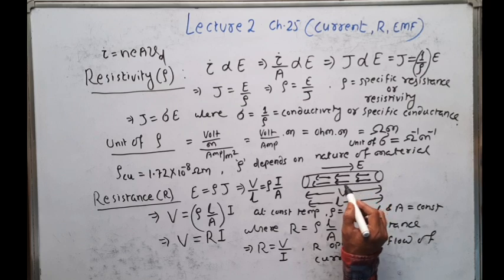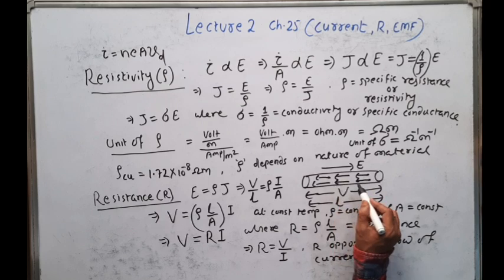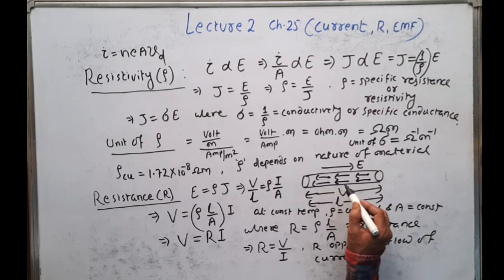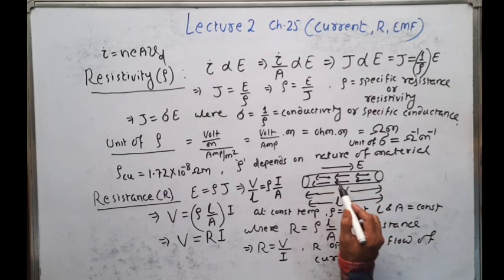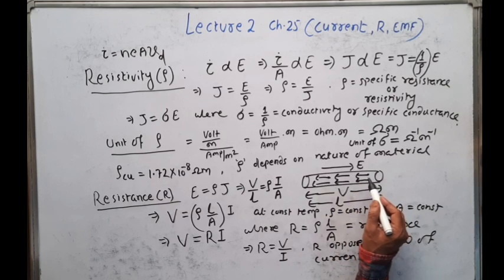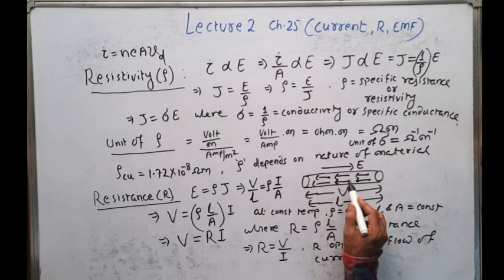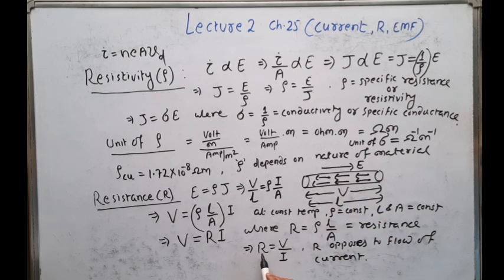So since there is some loss of energy during the motion of the electron, we can say there must be some opposition by which there is some energy loss. So that energy loss is called resistance. Okay, so this is the concept of resistance. Now R is equal to V by I. So what is the unit of resistance? V is volt, I is ampere. So we can say the unit of resistance is ohm.